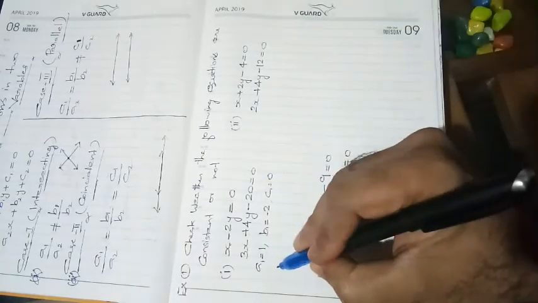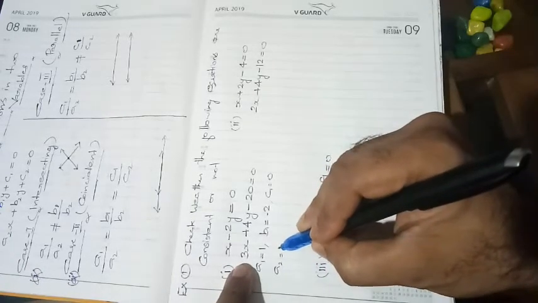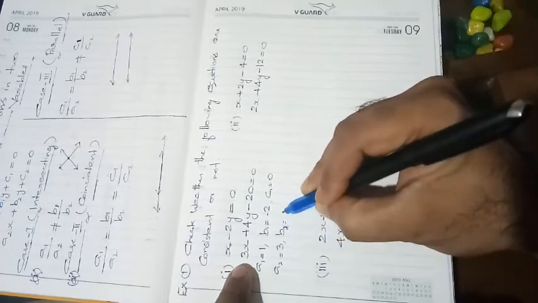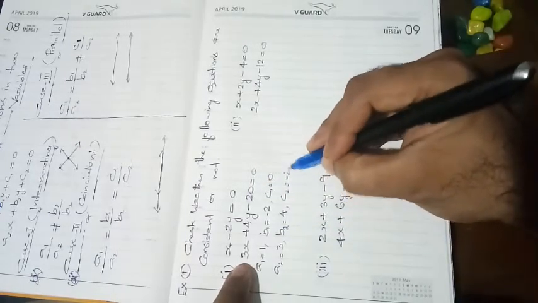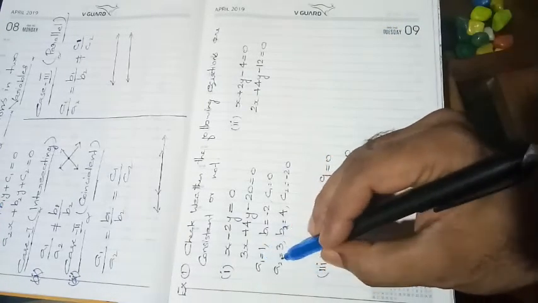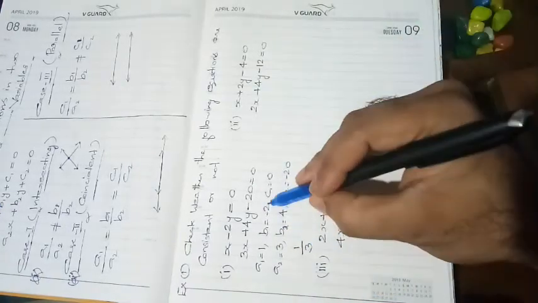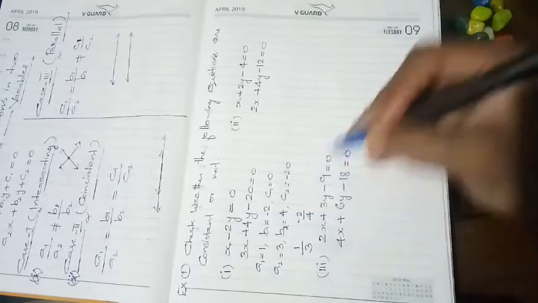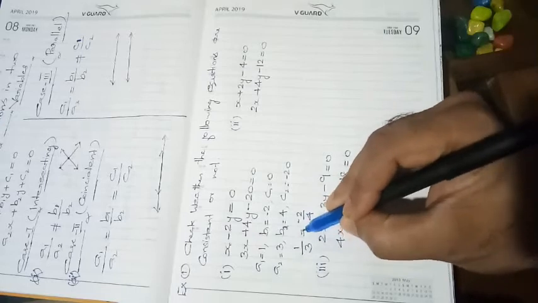Okay, now what about a2? a2 equal to 3, the coefficient of x in the second equation, and b2 equal to 4, c2 equal to minus 20. Is it clear? Now what is a1 by a2? 1 by 3. What is b1 by b2? Minus 2 by 4. Are they equal? No, they are not equal.